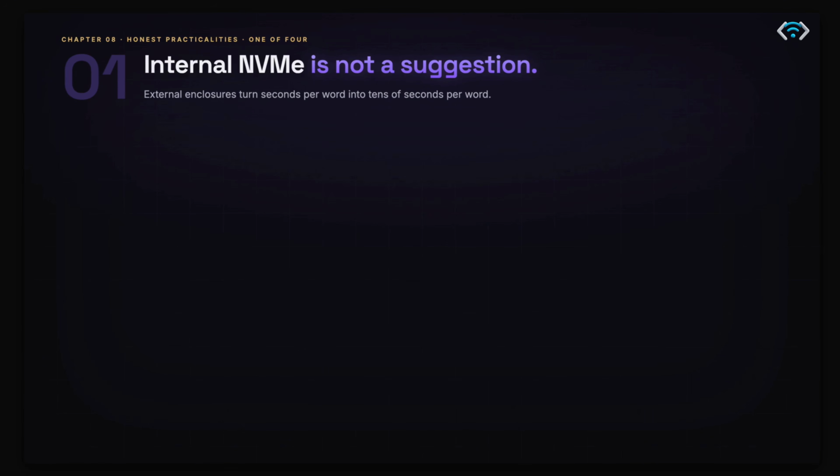Honest practicalities. 4 things before you try. 1. Internal NVMe is not a suggestion. You've seen the arithmetic. External enclosures turn seconds per word into tens of seconds per word. And check your free space, honestly, the K3 container alone is close to a terabyte.